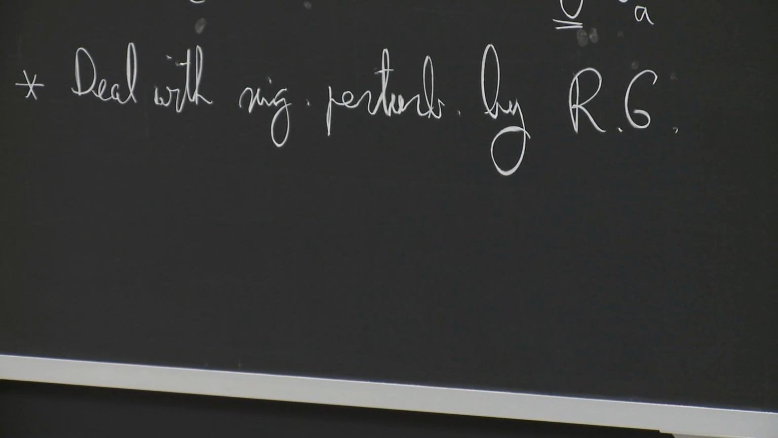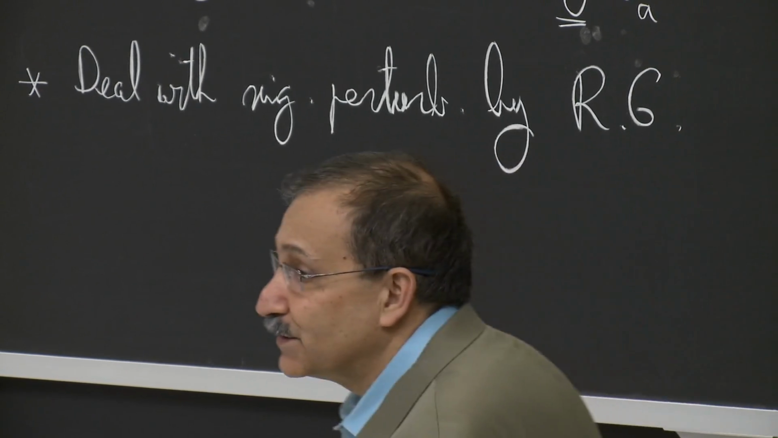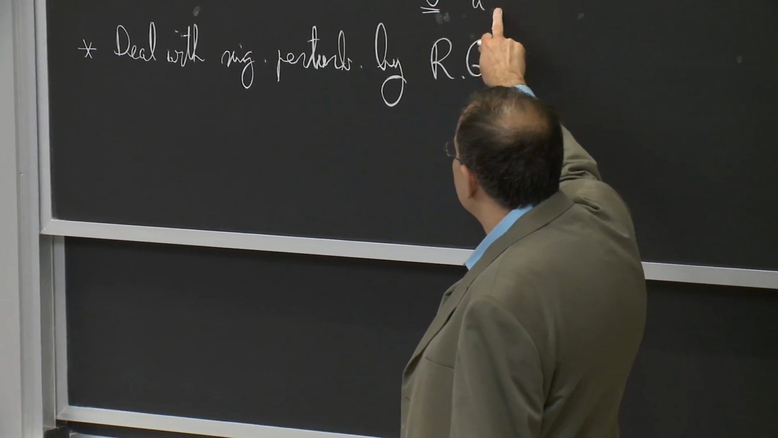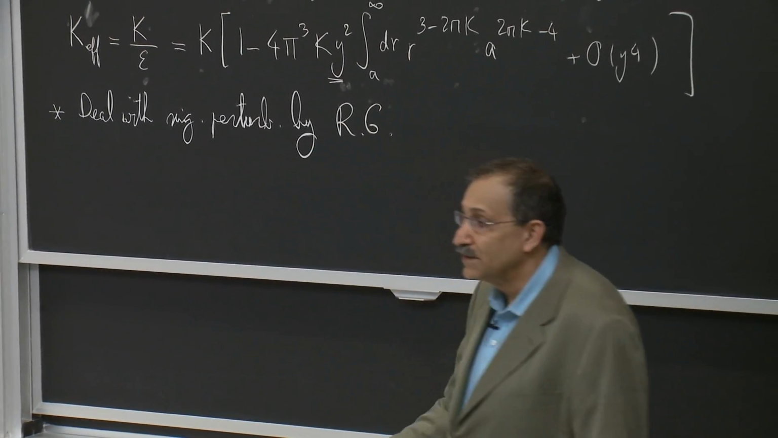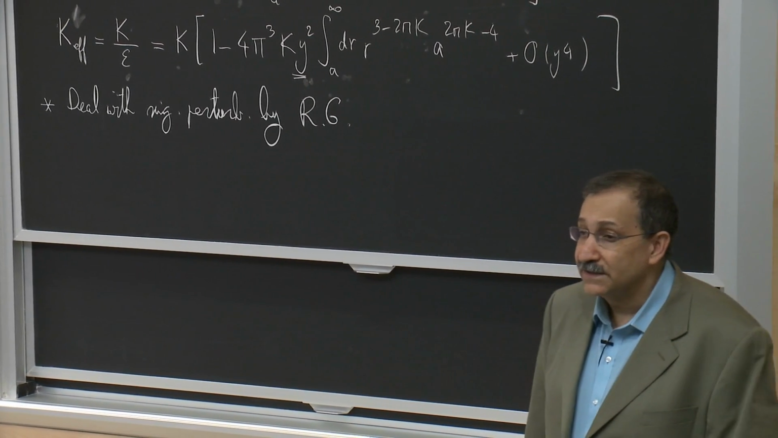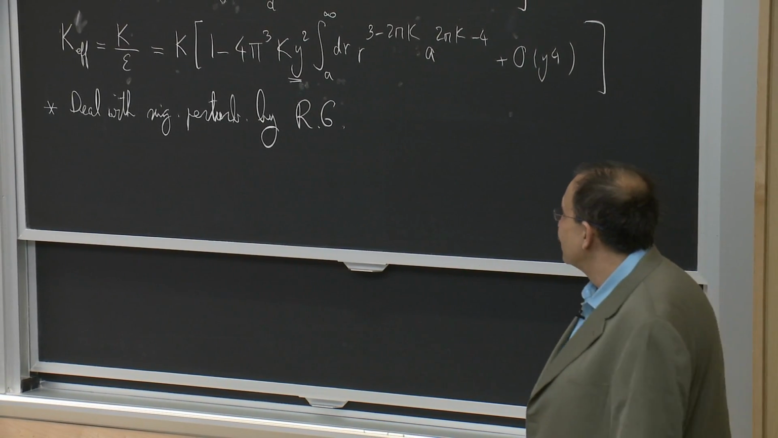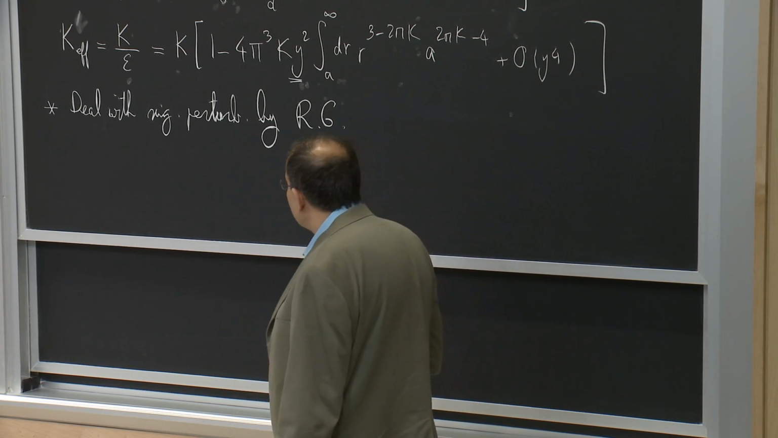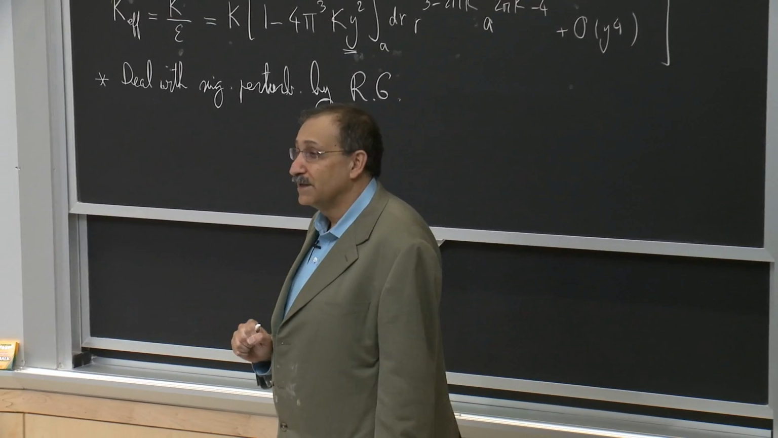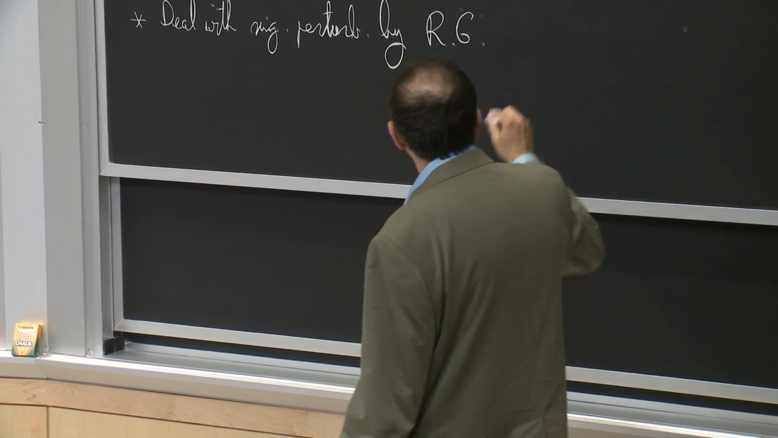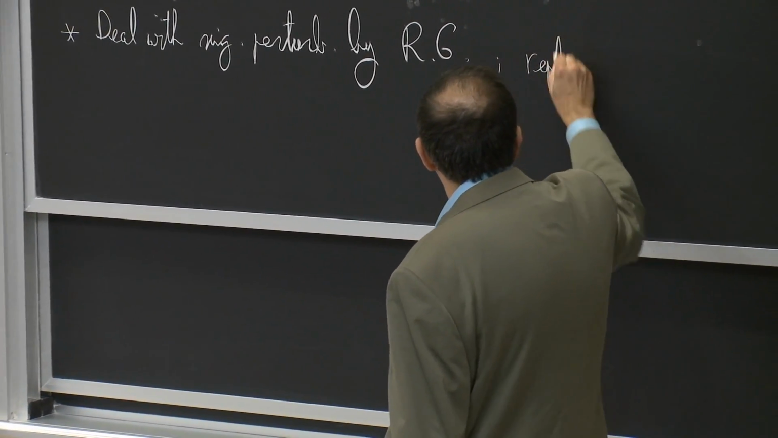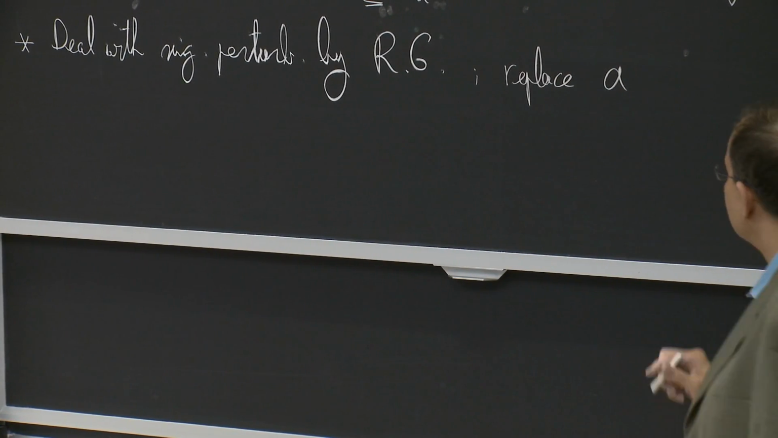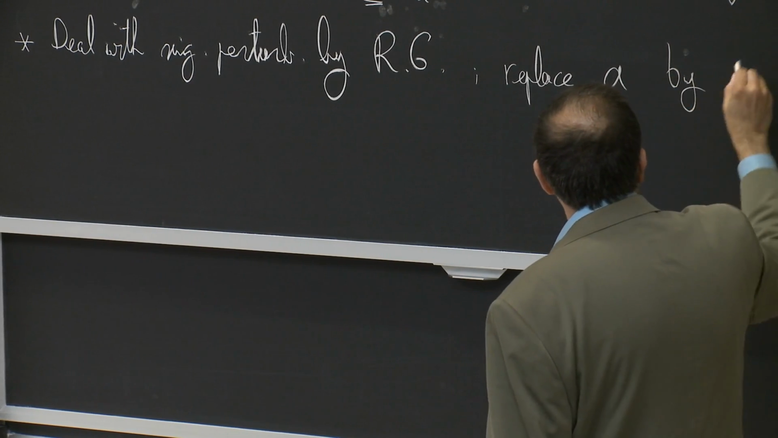So what we see is that the origin of the problem is the divergence that we get over here when we try to integrate all the way to infinity or the size of the system. So what we do instead is we say, okay, let's not integrate all the way. Let's replace the short distance cutoff that we had with something that is larger, ba.